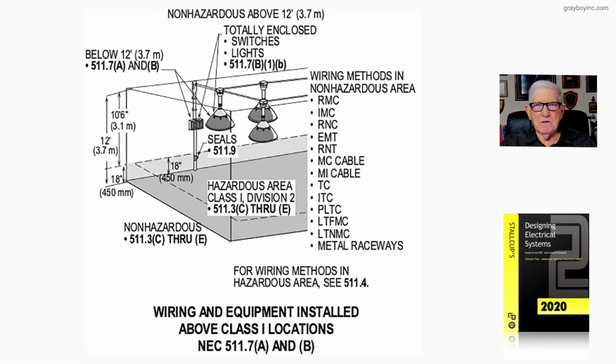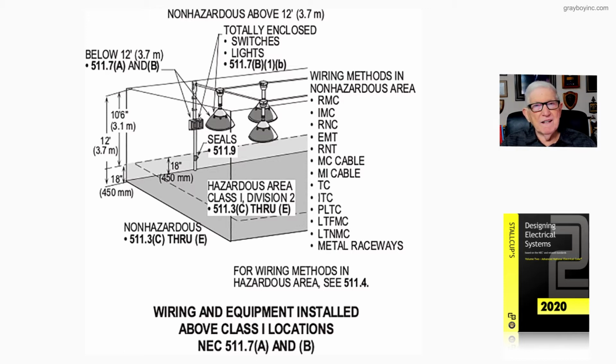Now let's take a look at this figure 21-45 in Stallcup's Designing Electrical Systems book, volume 2. And we're dealing with wiring and equipment installed above the Class 1 locations in accordance with 511.7 A and B. Now notice there's two areas that we look at.